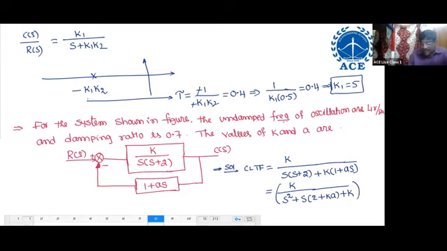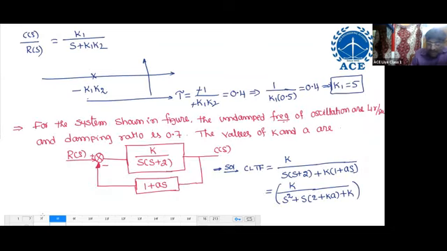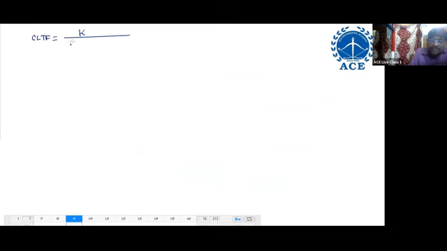Now compare with standard form. So what is the closed loop transfer function you got? K by S square plus S into 2 plus Ka, plus K. Compare with the standard form, omega n square by second order system.